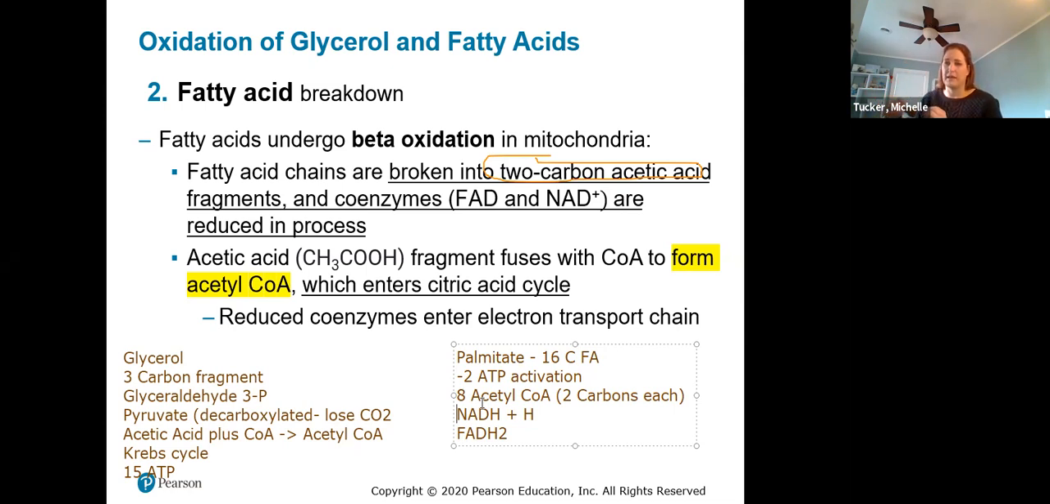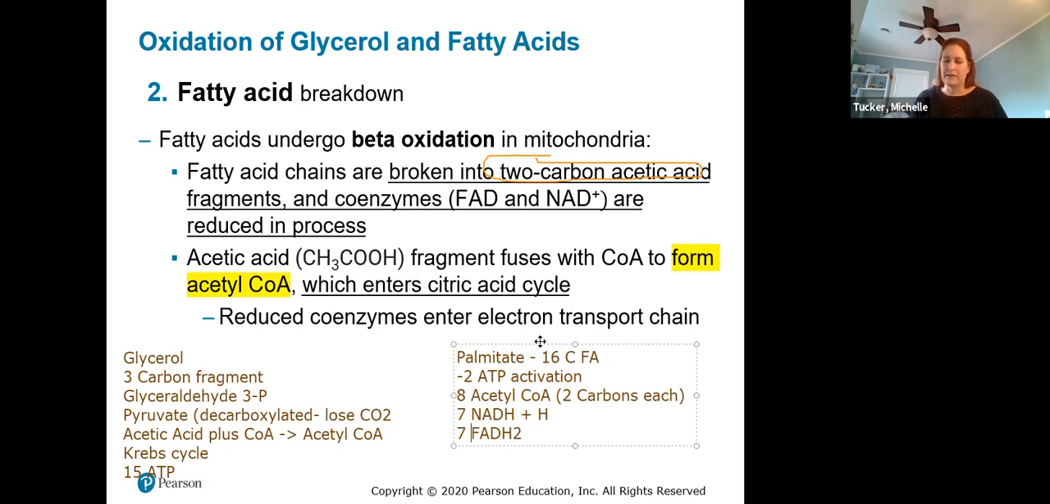So the forms with the hydrogen. And this occurs every time we rip off a 2-carbon segment. So we get 7 of these. Okay, because the last time you rip them apart, you get the 2 products. So there's nothing to rip this one off of. So it's 1 less than the number of acetyl-CoAs.